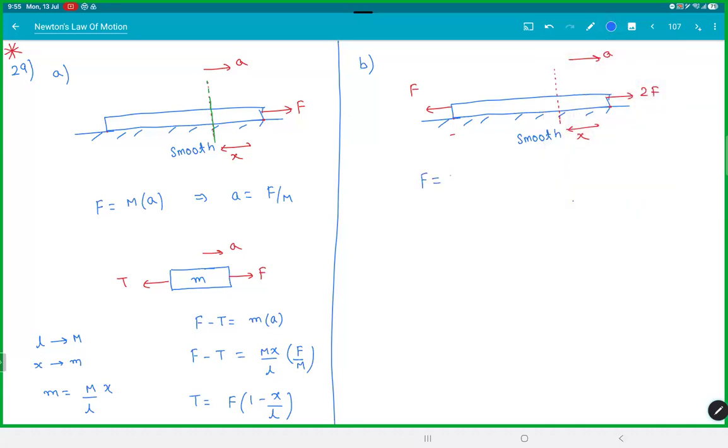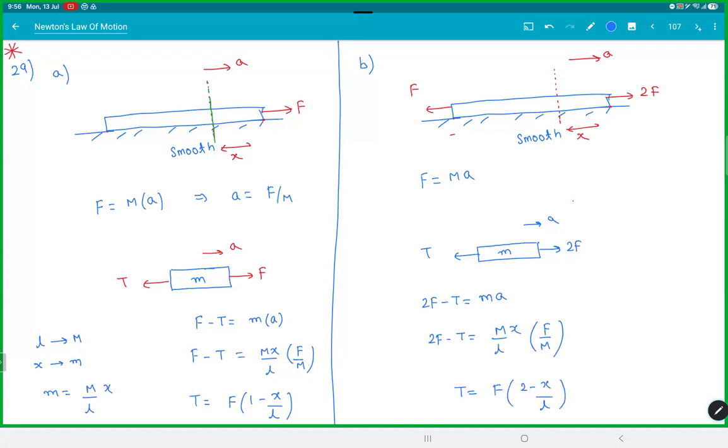Acceleration, I get the same thing, F is equal to Ma. When you take the right part, this will be 2F and this will be T and this will be acceleration. This is m. 2F minus T is equal to ma. So we get T equals F into 2 minus x by L. So even though the net force is same, the tension does change.